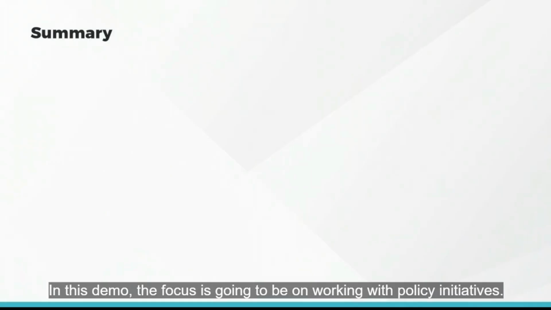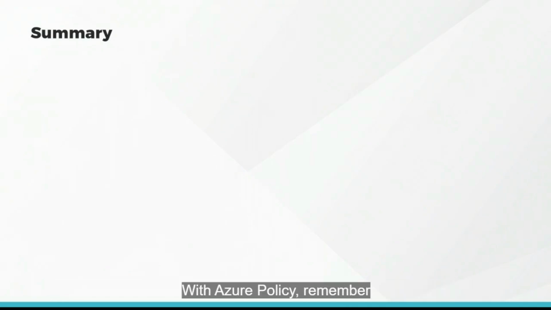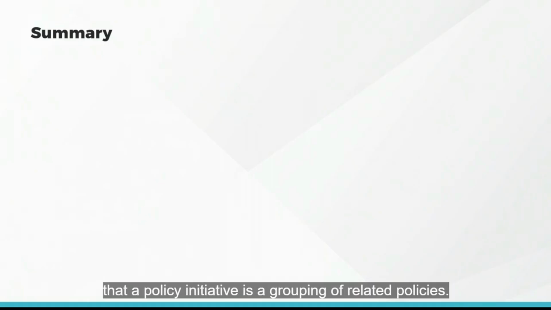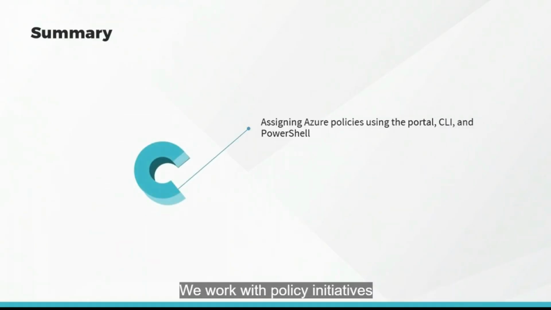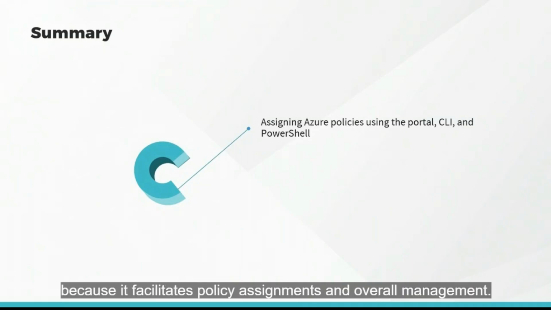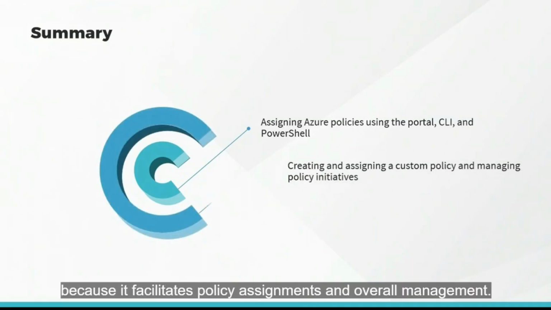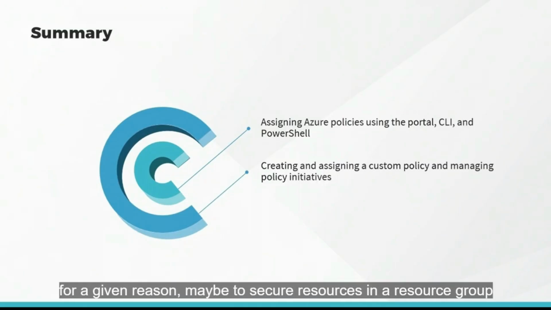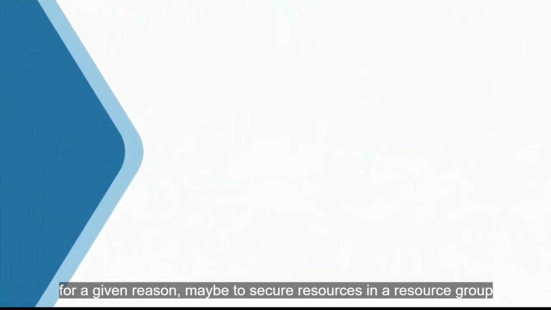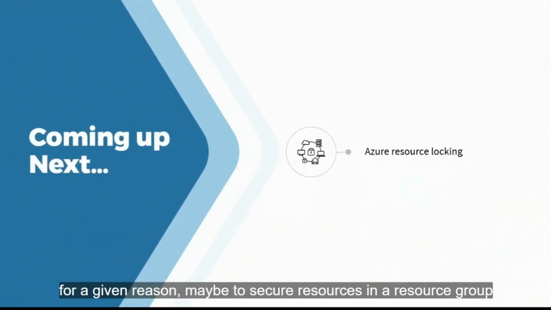So in this course, we examined how to deploy and manage Azure Policy to ensure configuration and security compliance. We did this by exploring how to assign Azure Policy using the portal, the CLI, and PowerShell. We also went over how to create and assign a custom policy and how to manage policy initiatives. In our next course, we'll move on with exploring how to manage Azure resource locking throughout the Azure hierarchy.